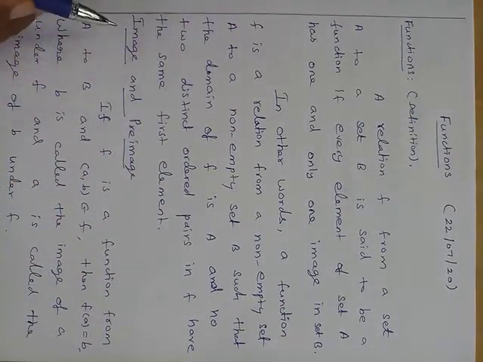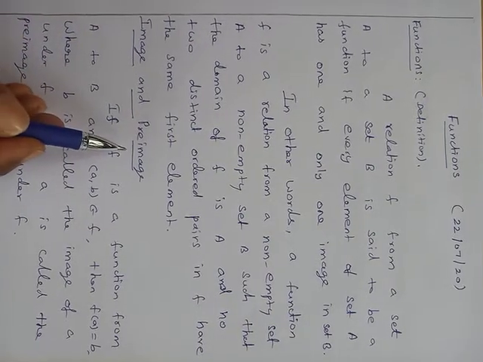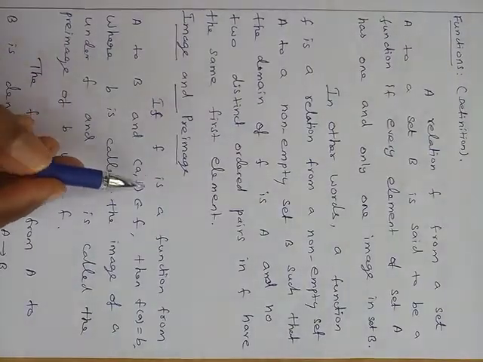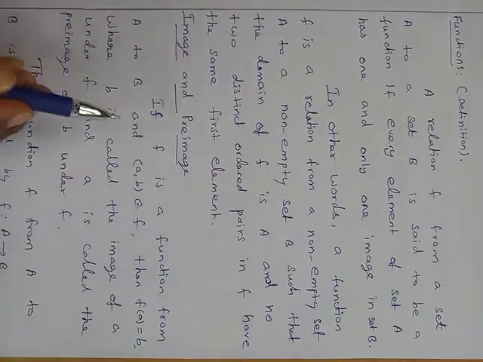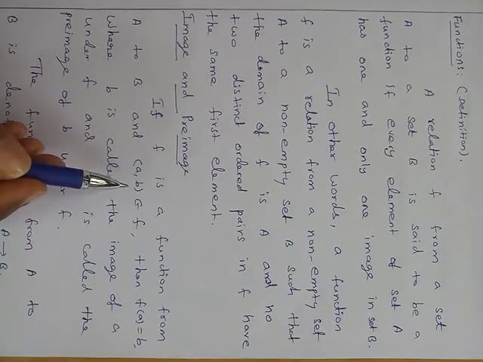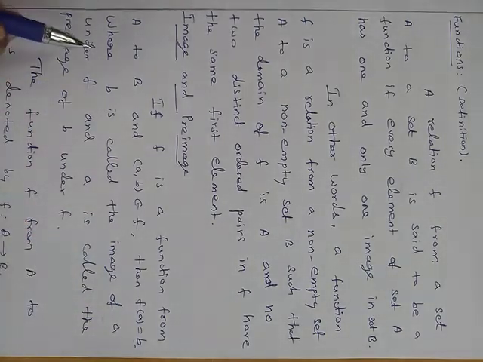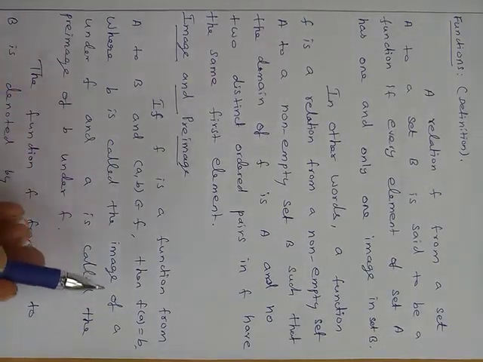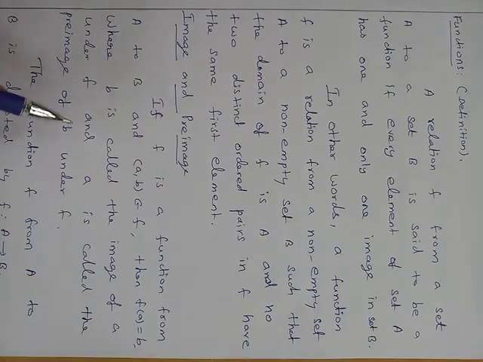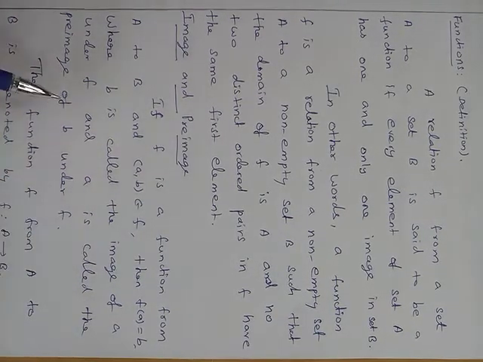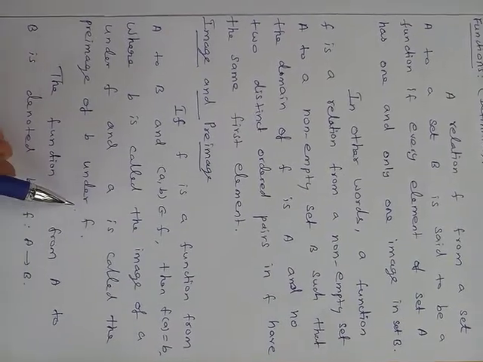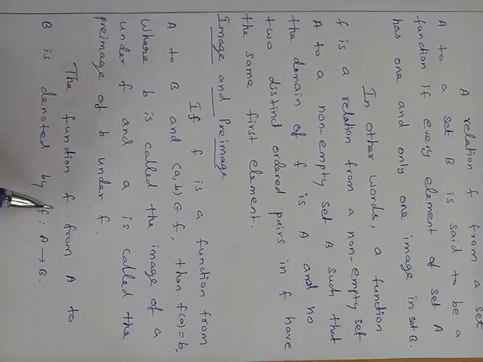Next definitions: image and preimage. If f is a function from A to B and the ordered pair (a, b) belongs to f, then f(a) equals b, where b is called the image of a under f and a is called the preimage of b under f. The function f from A to B is denoted by f: A → B or A → B.